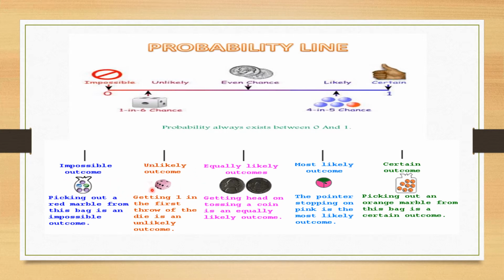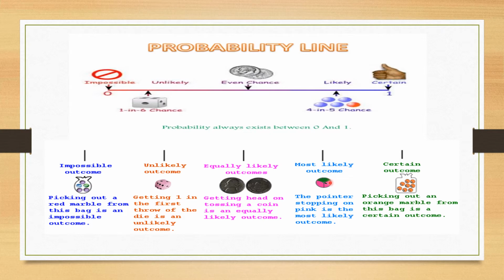Unlikely outcomes are those like, while throwing a die, getting 1 in the first throw is an unlikely outcome. Even if we want to get 1 from a die, it has a 1 in 6 chance of occurrence, so very few chances of occurrence. Equally likely means, for example, getting a head on tossing a coin is an equally likely outcome.